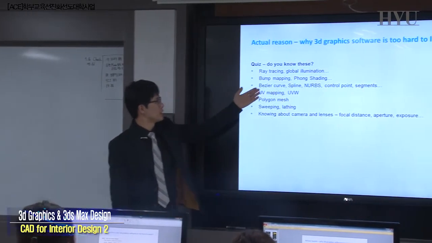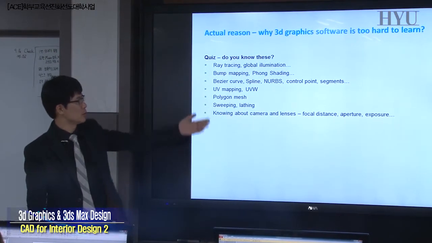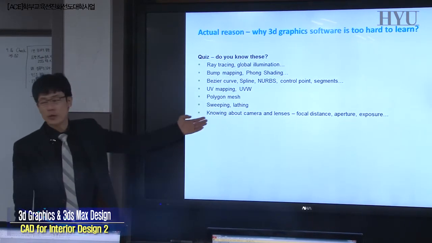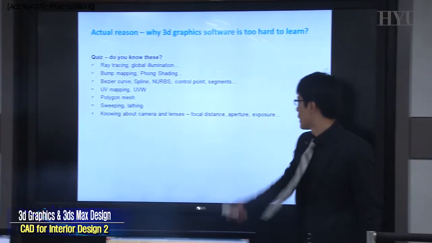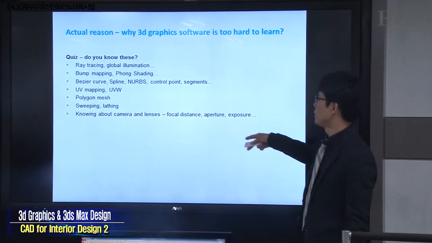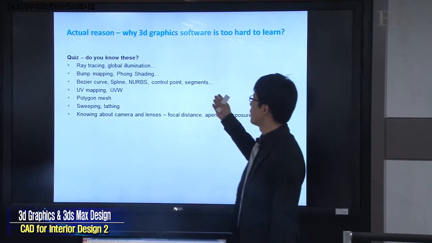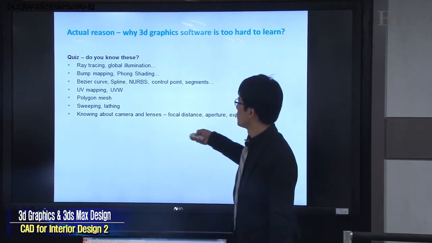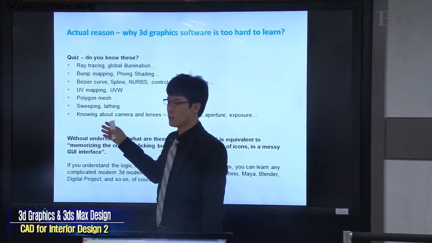Do you know these? Ray tracing, bump mapping, Bezier curve, control points, segments, sweeping, lathing, knowing about camera and lenses, what is focal distance, what's aperture, what's exposure value, and so on. All these are kind of interrelated and from different domains, but they are all about 3D graphics and rendering and modeling. So we have to understand what these are, okay?